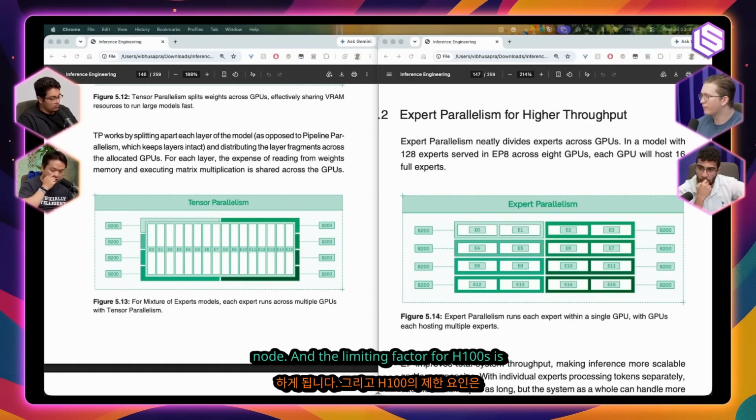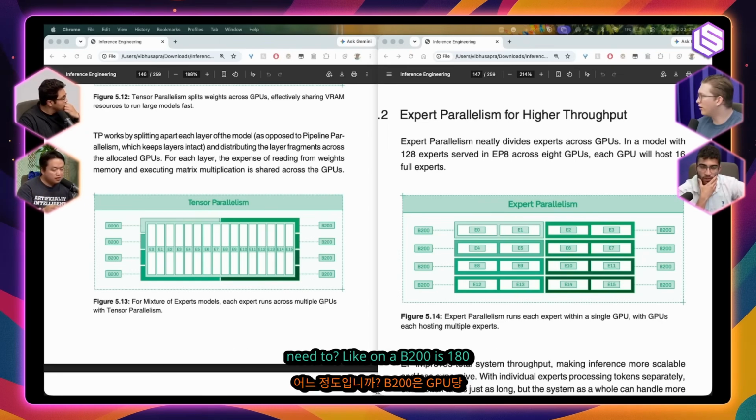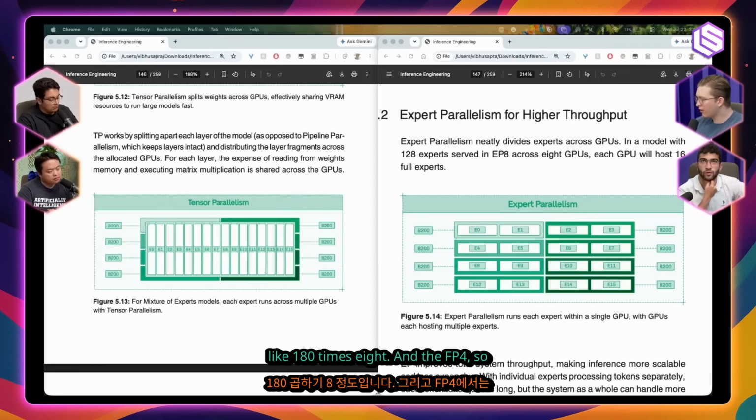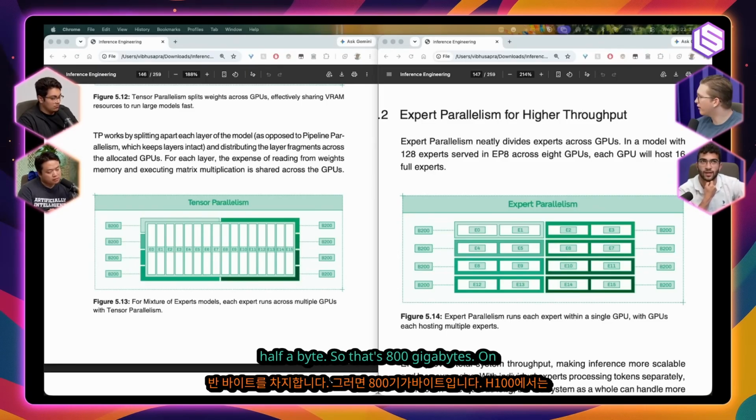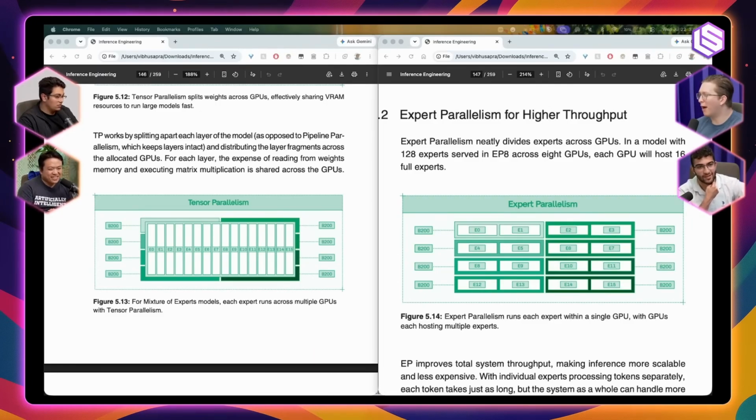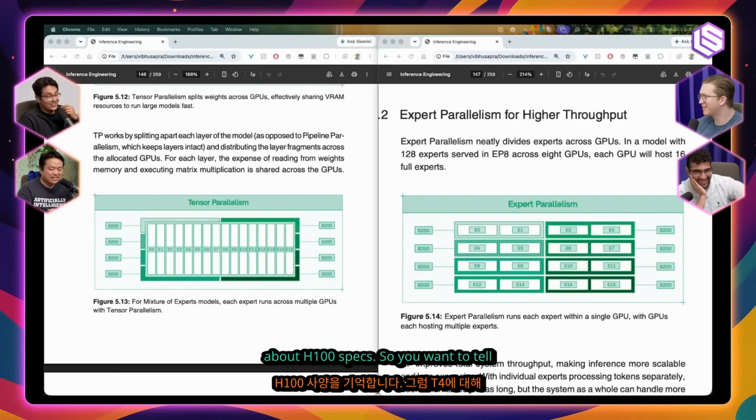And the limiting factor for H100s is HBM? Yeah, they just don't have enough. What are the magic numbers? A B200 is 180 gigabytes per GPU, and a node of 8 is 180 times 8. With NVFP4, each parameter takes half a byte, so that's 800 gigabytes. On an H100, it's like 140? It's 80. Yeah. Oof. You need 10 of them. I'm old. I've been doing this a long time. I actually remember H100 specs.